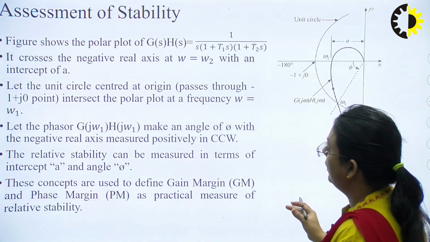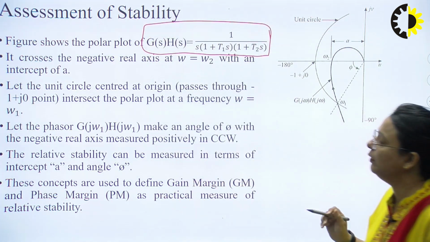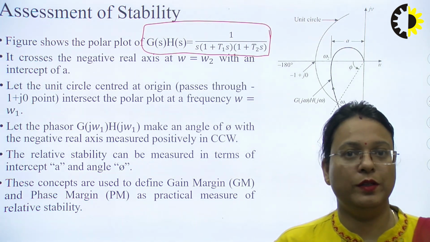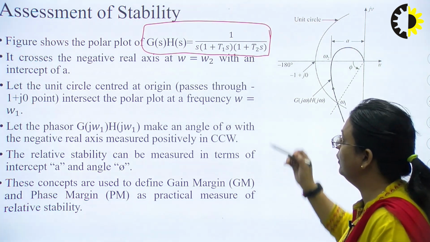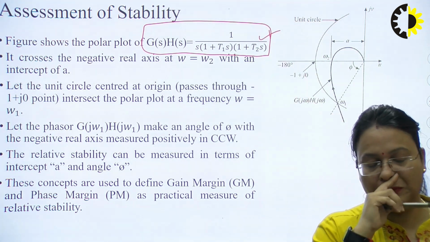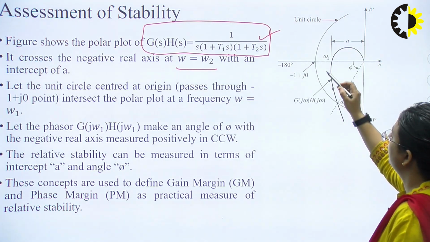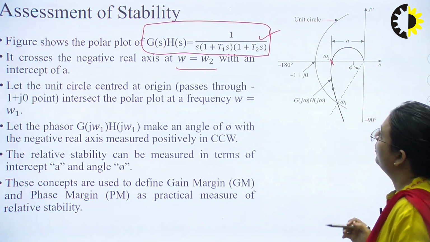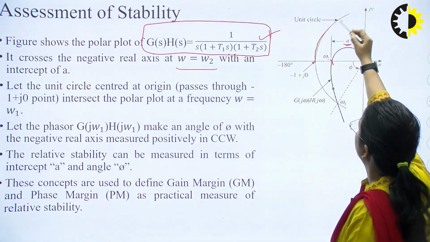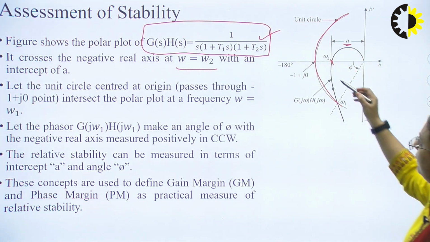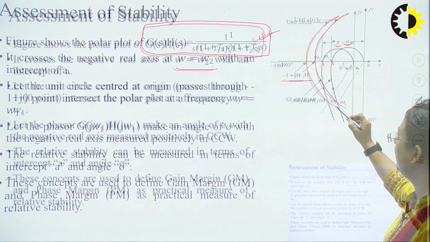Now, I can explain it in a more simplified way. Here I have taken G(s)H(s) equals 1 upon s into (1 plus T1 s) into (1 plus T2 s). Let us say the plot which we have drawn using this open loop transfer function of the closed loop system crosses the negative real axis at omega equals omega 2, which has an intercept, let us say A. Now, let us say a unit circle centered at 0 passes through the point minus 1 plus j 0. It will intersect the polar plot at, let us say, frequency omega equals omega 1.